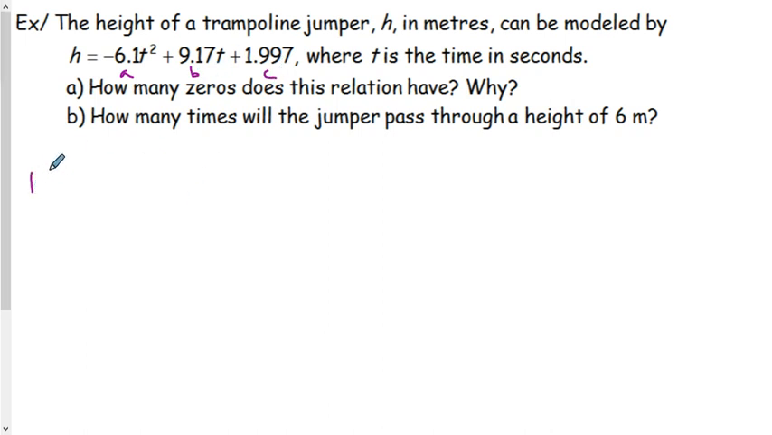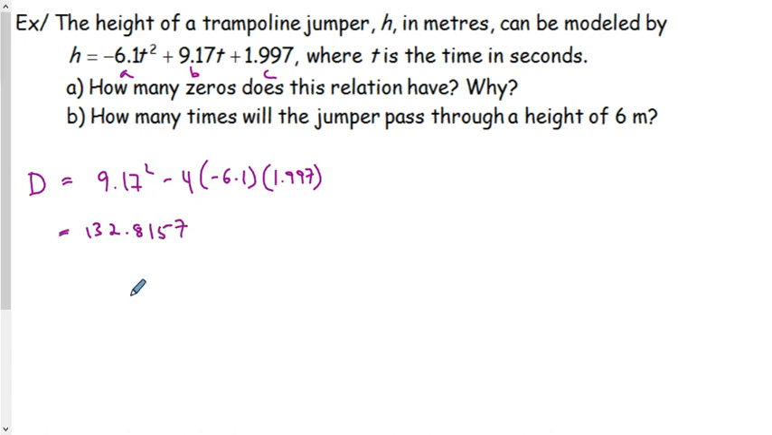Let's get to it. How many zeros does it have? Let's do our discriminant. Our discriminant says we take our B, that's 9.17, and we square it. Minus 4 times A is negative 6.1, times C is 1.997. Let's work all that out. I'm going to get 132.8157. That's a positive number. So therefore, since it's a positive number, it says 2 zeros.